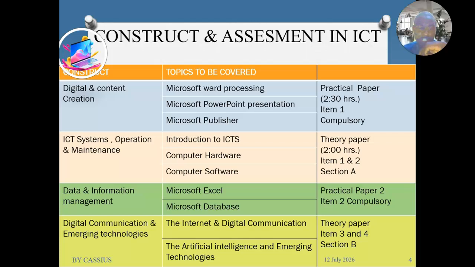Then we also have construct number 4, which is digital communication and emerging technologies, and in here the topics to be covered are the internet and digital communication, and artificial intelligence and emerging technologies. This is assessed in the theory paper, that is item 3 and item 4 in section B.